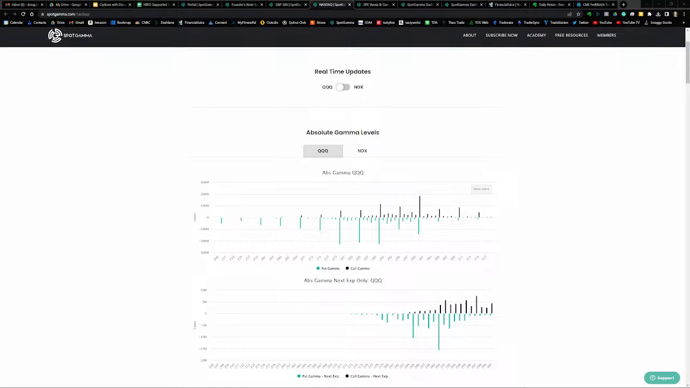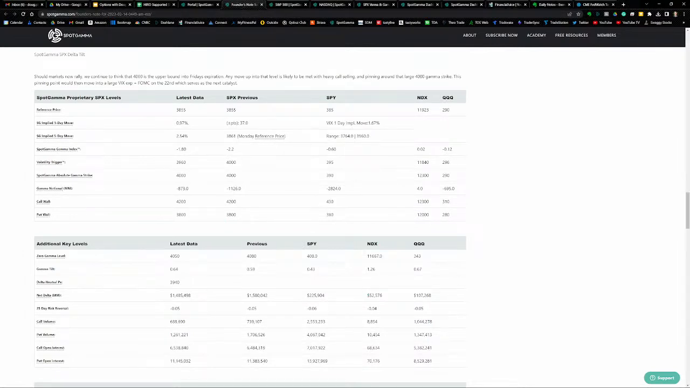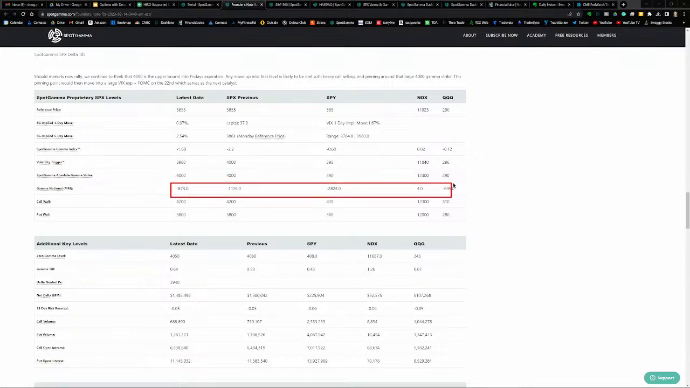All right, let's take a look at the data now. And as usual, I like to look at the gamma notional. This is market makers' position on the gamma curve for SPX in the left column, SPY in the middle column, and QQQ in the far right column. And notice all these numbers are negative, and they're still quite negative. These are pretty extreme readings based on my experience and what I've seen.